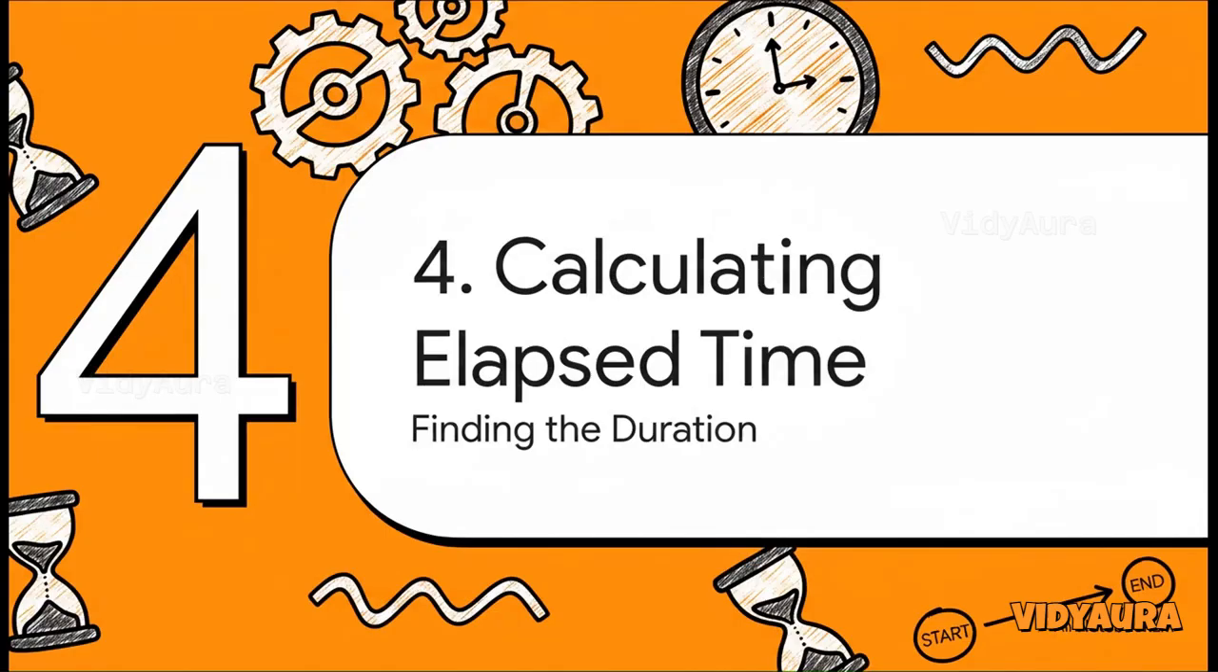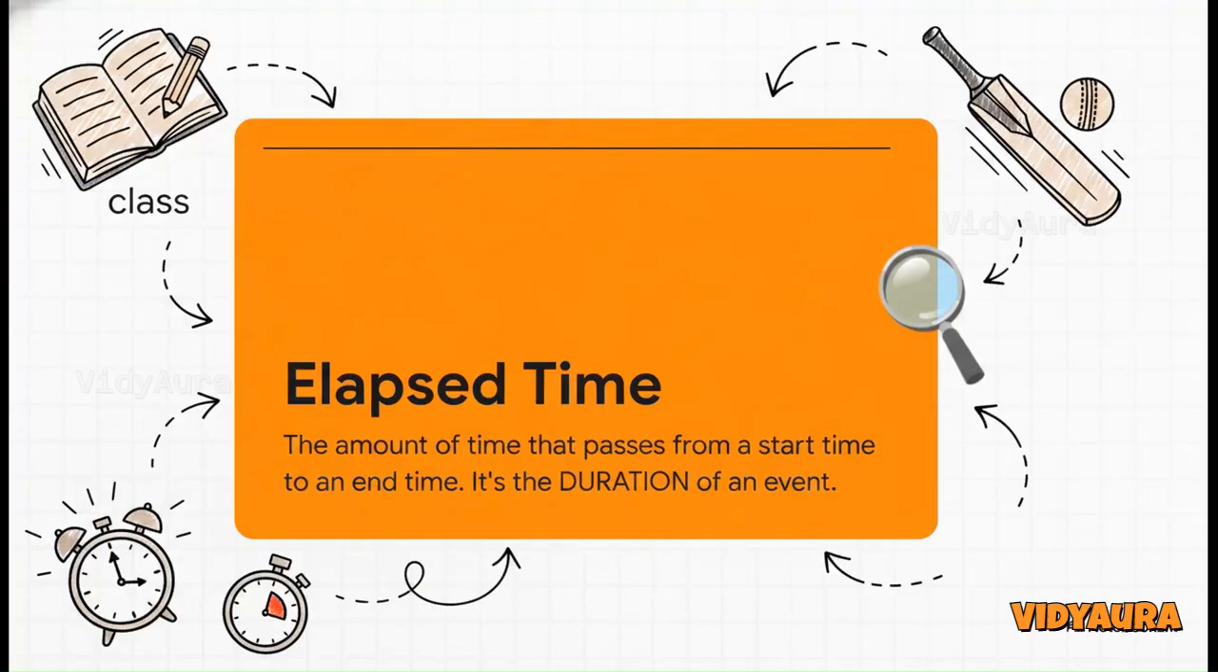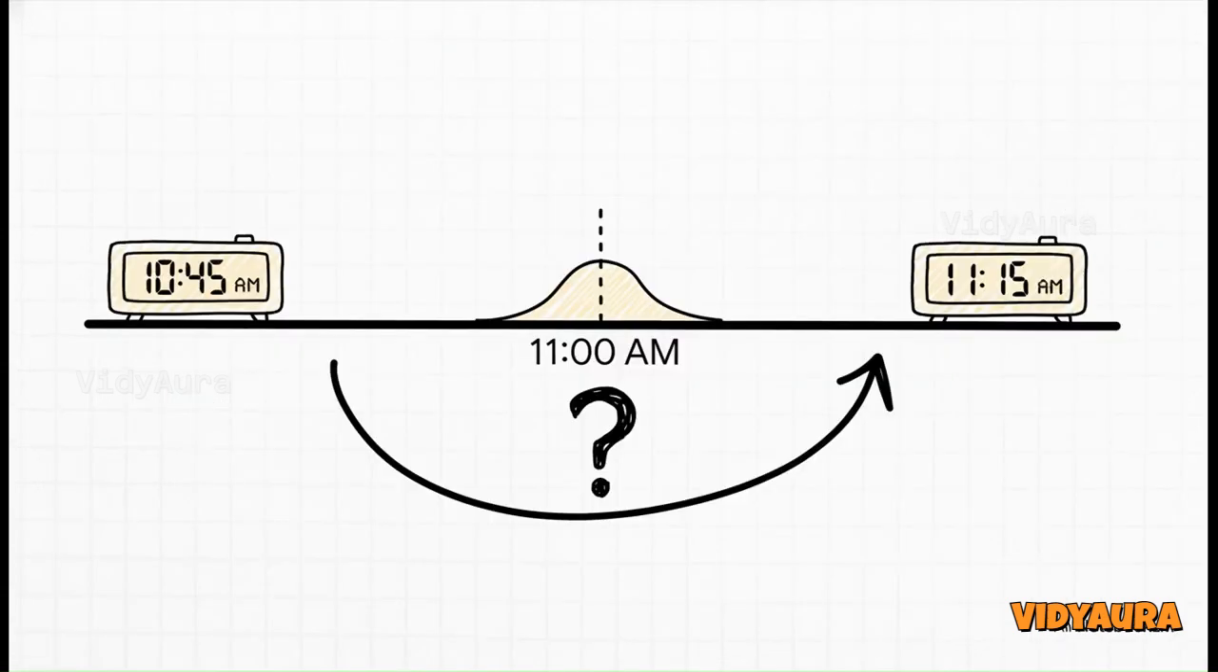All right, we're on to our final topic, calculating elapsed time. I know, elapsed time sounds a little formal, but all it really means is figuring out how long something took. It's just about finding the time between a start point and an end point. Yep, in simple words, elapsed time is just the duration of an event. So if you're wondering how long a movie is, or how long that cricket match went on, you're talking about elapsed time.